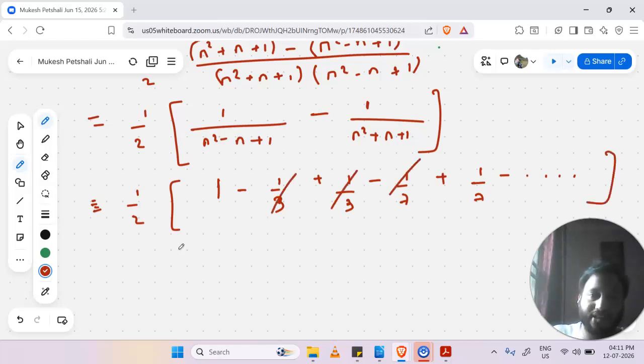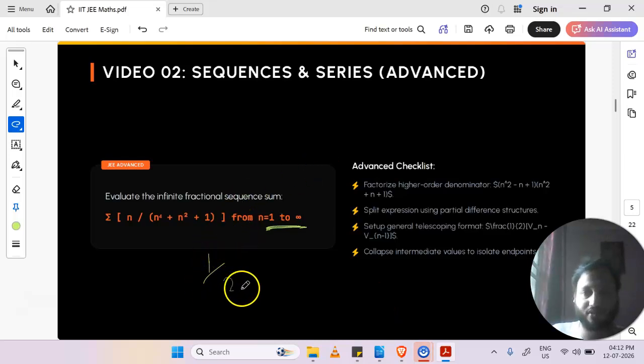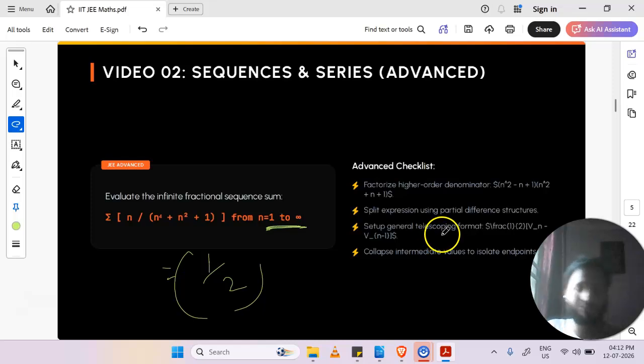All the terms will cancel. The first and the last term will be remaining. Why am I not considering the last term? Because in the last term, the value of n is approaching infinity, which means this entire term will be approaching 0. So all I'm left with is half. So the summation of this series will be simply half. Got it? So this is how we'll be proceeding.